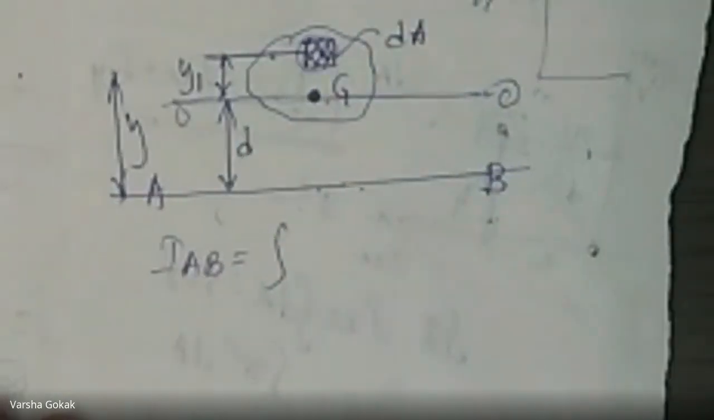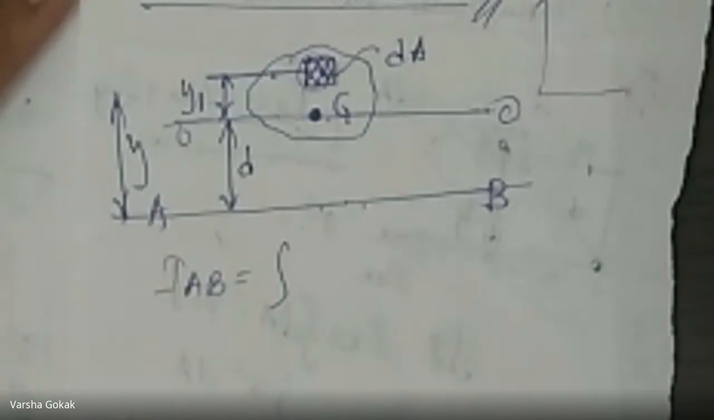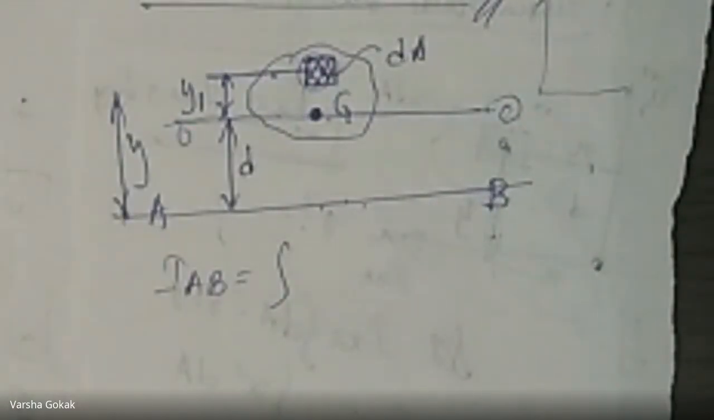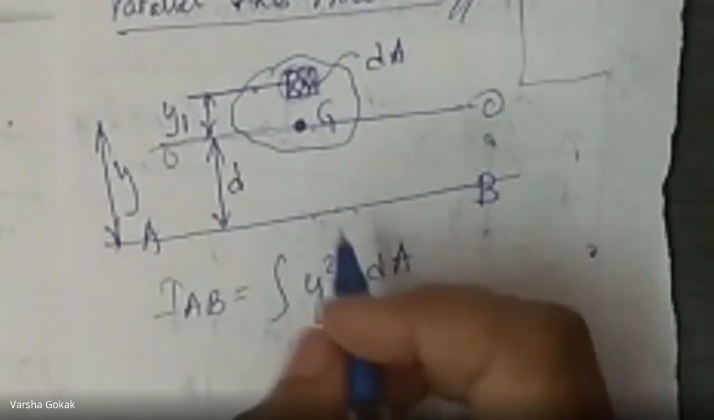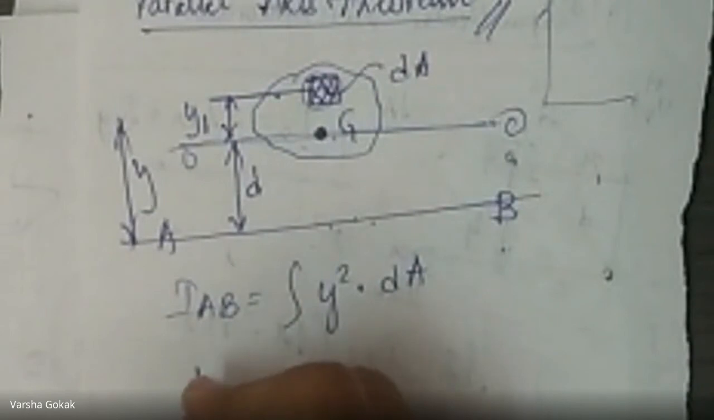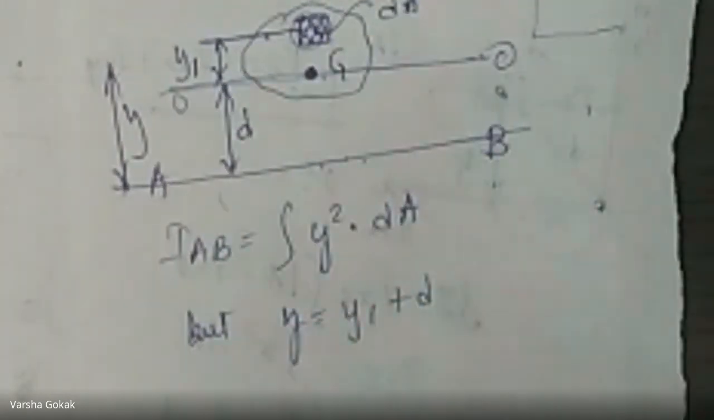How do you write? IAB is integration of what? I want MI of this area about AB. So how do you write? Which distance I take? Y square. Yeah, y square into dA. Correct? Y square into dA. But we know that y is what? It is y1 plus d.